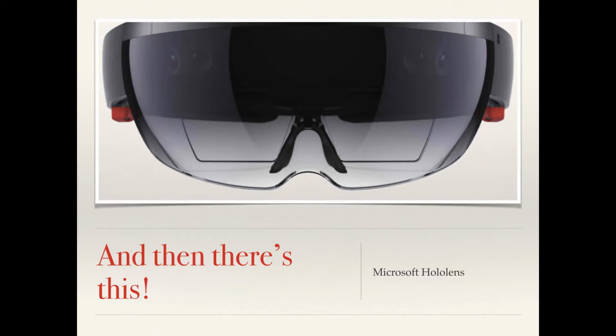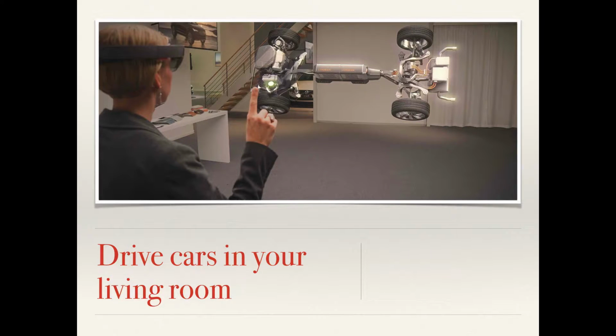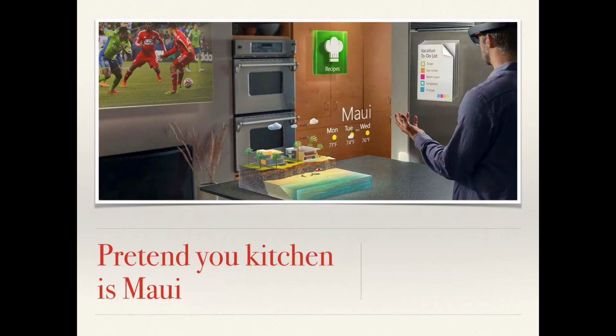And then there's this. You might have noticed that I left this off for the previous one from the big three, but this is the Microsoft HoloLens. This is actually an augmented reality, not a virtual reality device. Because you get your reality environment, either your living room, your kitchen, whatever, and you can place 3D or virtual reality devices in that environment. So you can spin this car around. You can pretend that your kitchen is in Maui, getting information right there on your island in your kitchen.